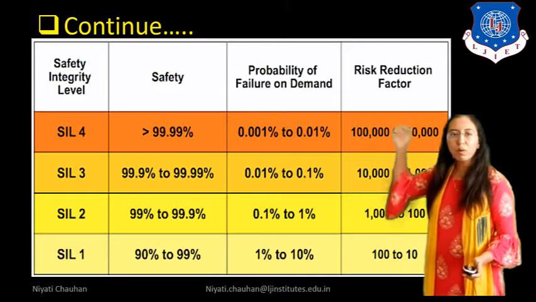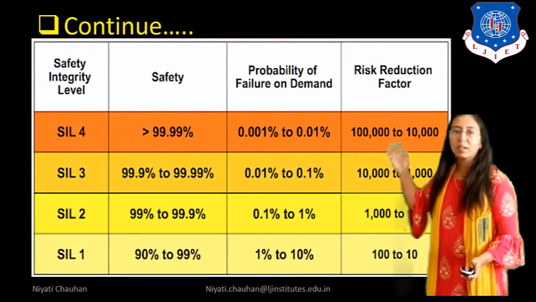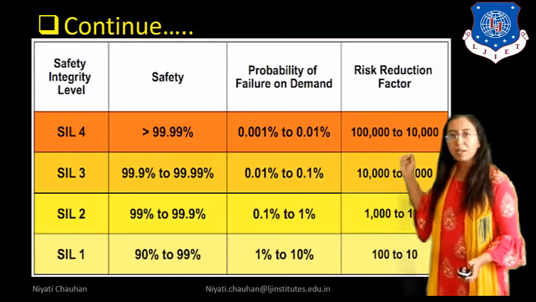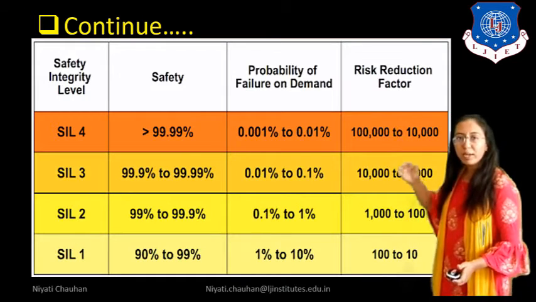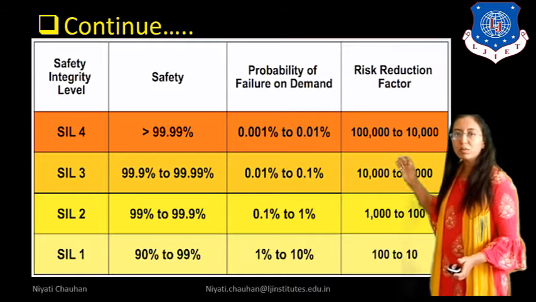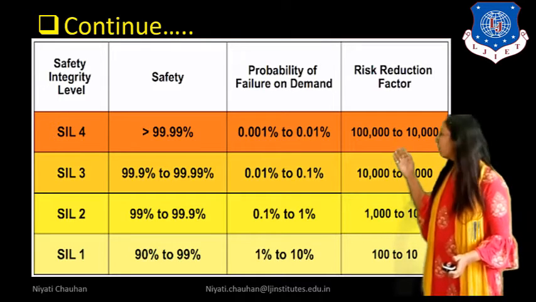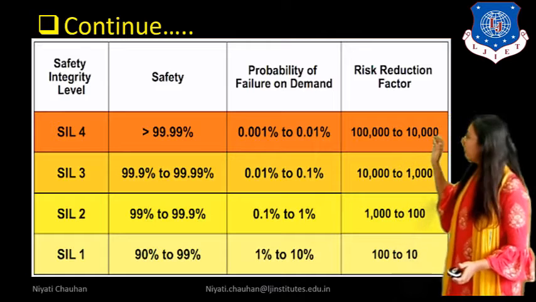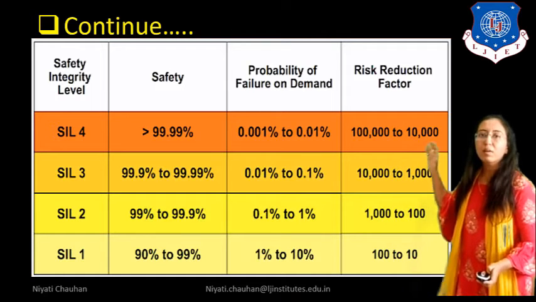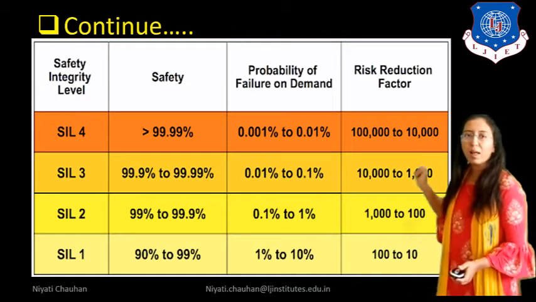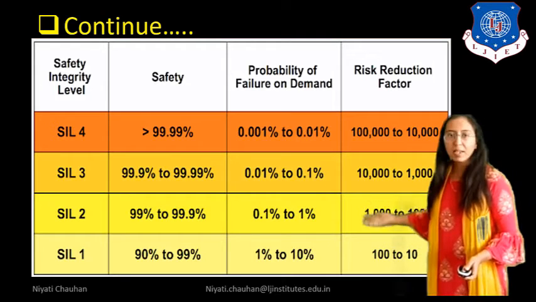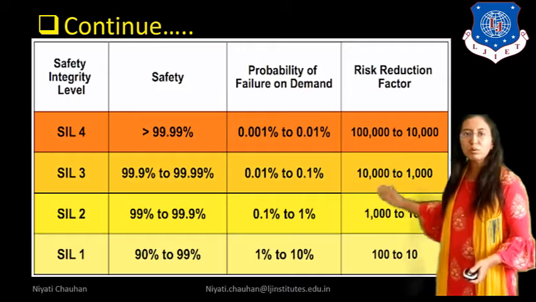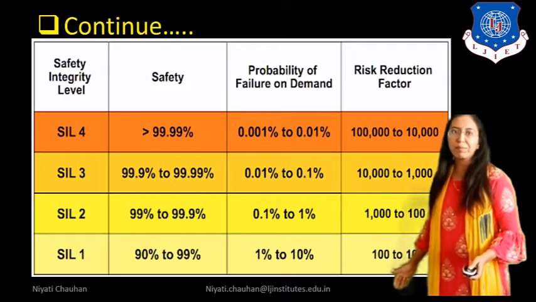And for SIL 4, safety greater than 99.99% and probability of failure on demand 0.001% to 0.01% and risk reduction factor 1 lakh to 10,000. Okay, so in the exam SIL is asked, right? So you have to draw this table in the exam.